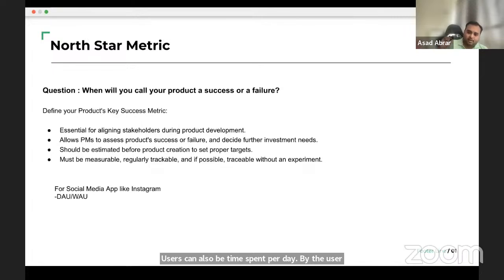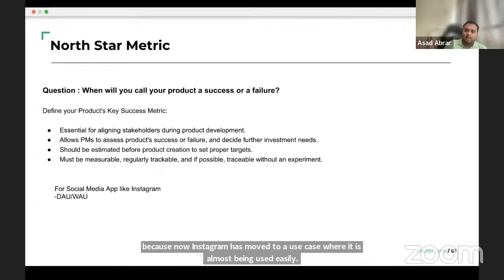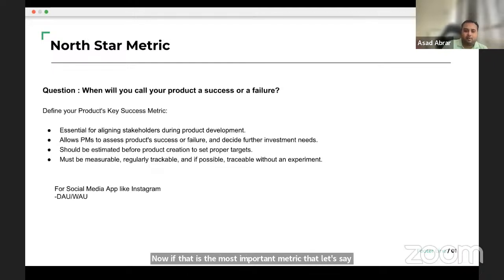Now, if that is the most important metric that, let's say, Mark Zuckerberg will care about for Instagram, if that metric is moving right, then he is more or less happy. Hey, we are moving engagement.